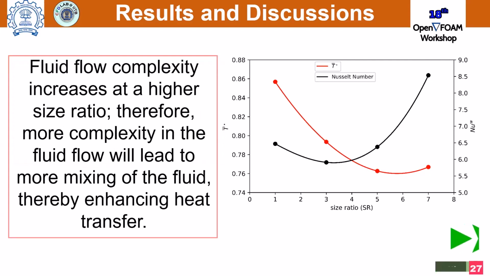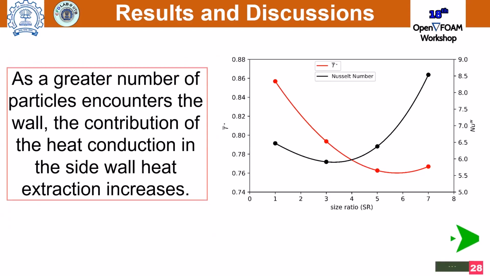And the reason is that fluid flow complexity increases, because at higher size ratio, the packing of the packed bed is very complex. And due to this complexity, the fluid is mixing together very well, and that is why it enhances the heat transfer. And from the Nusselt wall, you can see that near the side wall, heat transfer also increases with increasing size ratio.